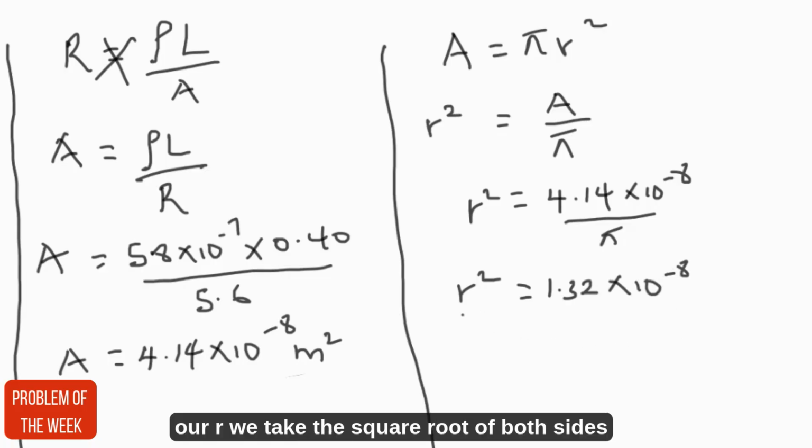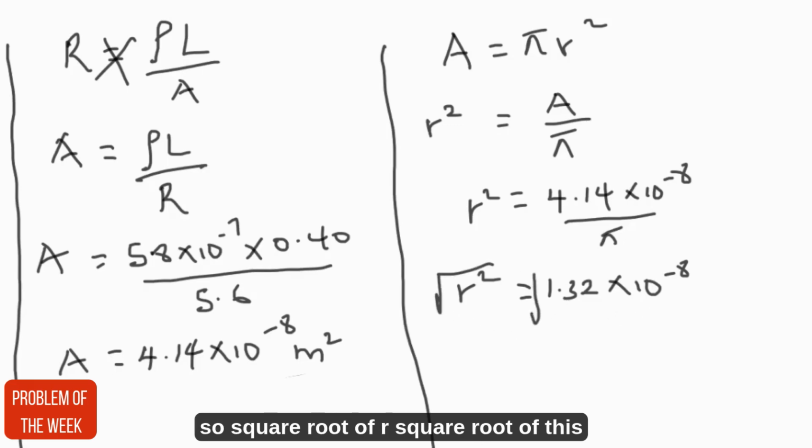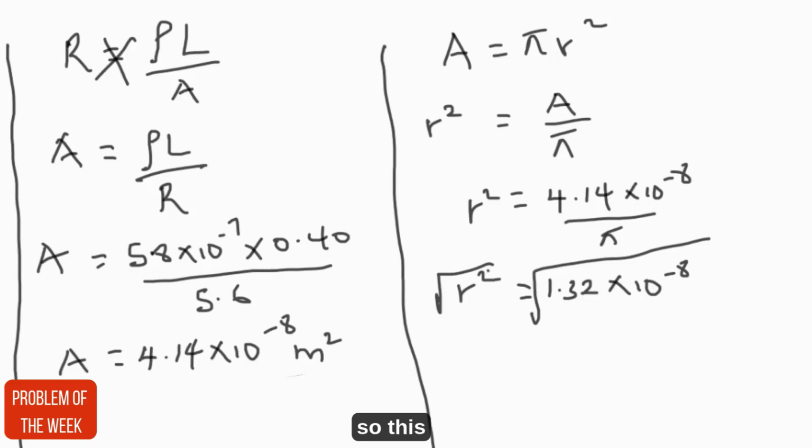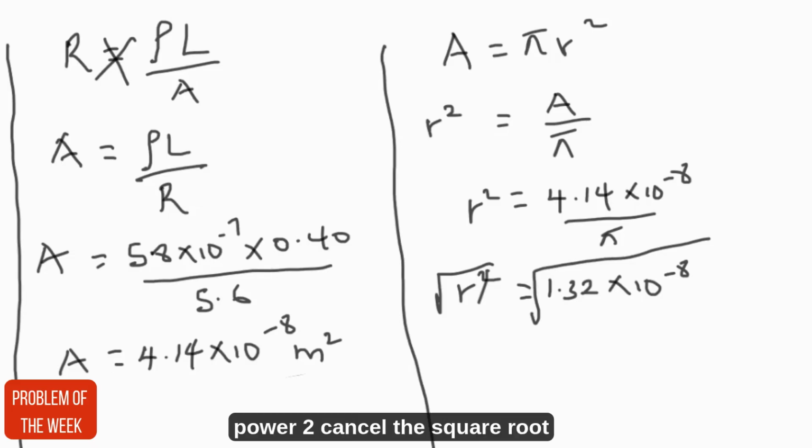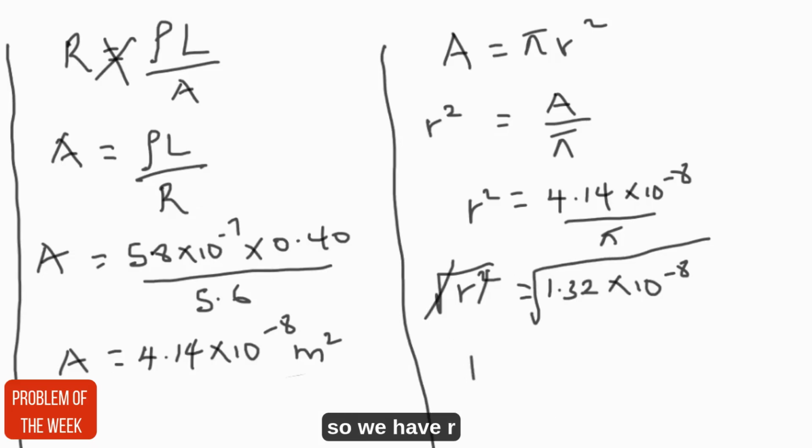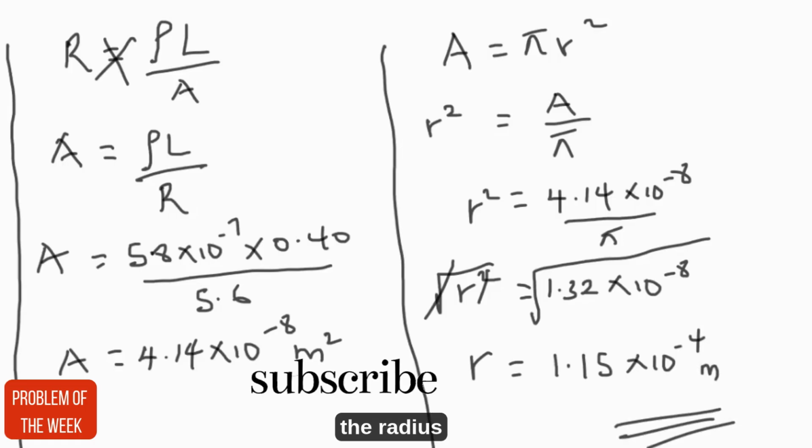So to get our r, we take the square root of both sides. The power 2 cancels the square root. So we have r equal to, put this in the calculator, the square root of 1.32 times 10 to the negative 8, which will give us 1.15 times 10 to the minus 4 meters. So this is the radius of the filament.